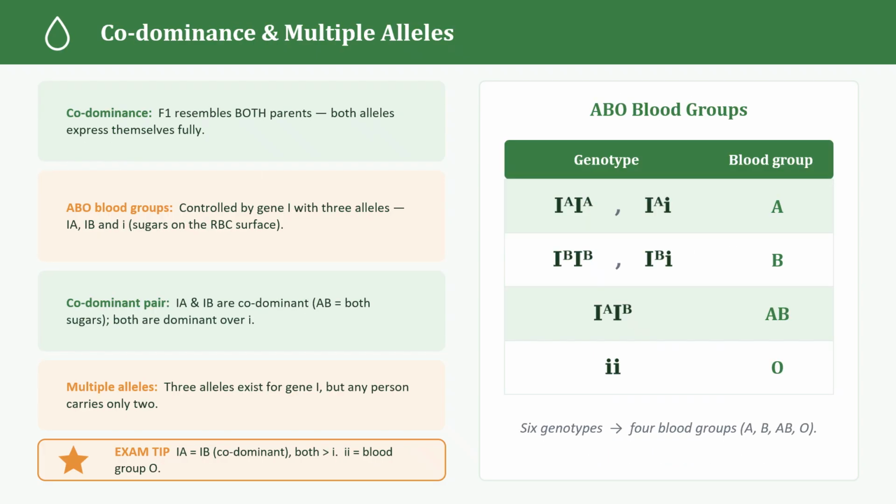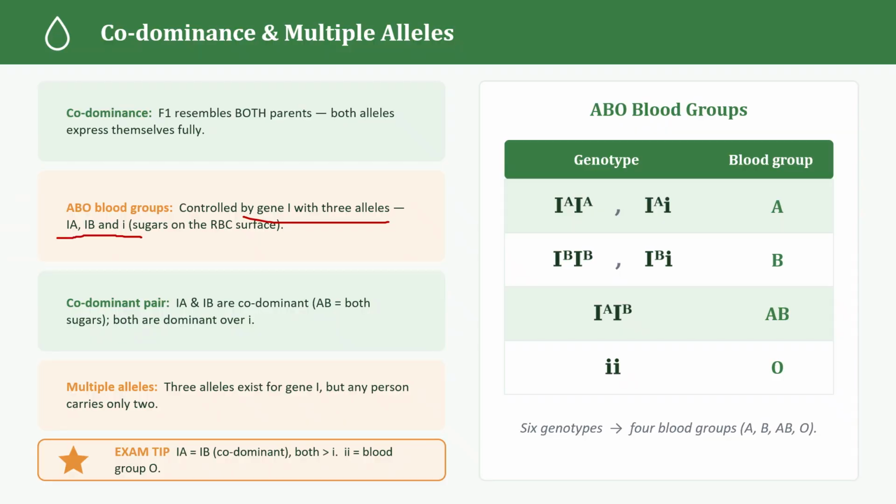So next let's see codominance and multiple alleles. In codominance, both alleles express equally in the heterozygote. Let's take the ABO blood group. The I gene has three alleles. You can see here three alleles. So the I gene has three alleles: IA, IB, and a small i.